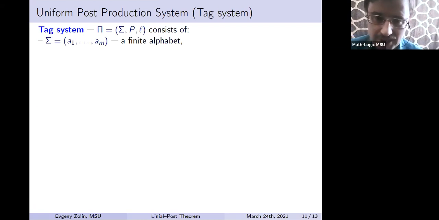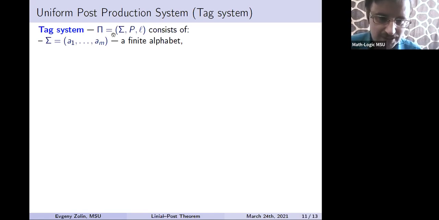How do we prove Linial and Post's theorem? It will be only a brief sketch, only the idea. We will consider an undecidable problem for the so-called tag systems, also known as uniform Post production systems. There are also non-uniform Post production systems, simply Post production systems. But even for uniform Post production systems, the problem is undecidable. And of course, uniform ones are easier to understand.